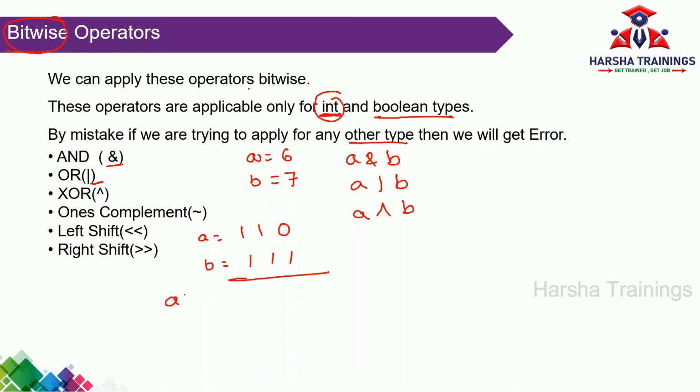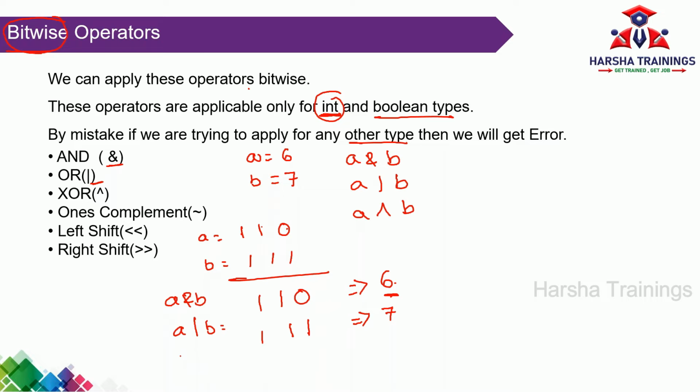Now perform A and B: 0 and 1 is 0, 1 and 1 is 1, 1 and 1 is 1. So now convert it to decimal. The decimal value is 6. So by performing A and B, the value is equal to 6. Now A or B. So 0 or 1, if at least 1 is true, the result is true. 0 or 1 is 1, 1 or 1 is 1, 1 or 1 is 1. The answer is 7.